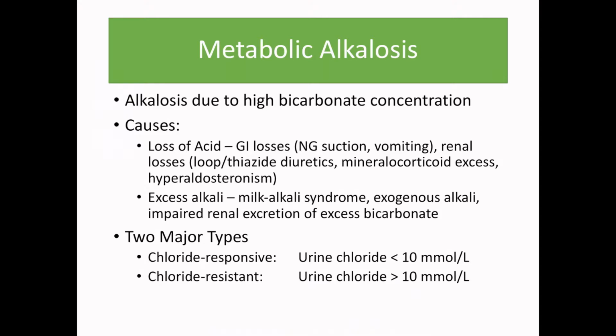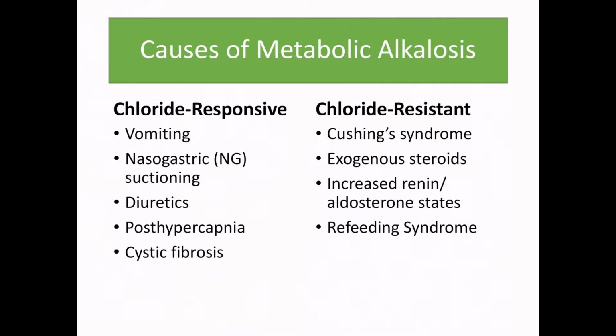So there's two major types. You either have chloride responsive, where you're losing your excessive acids along with chloride, versus chloride resistant. So you'll see that as either you have a urine chloride of less than 10 or urine chloride of greater than 10. This makes sense. If you're chloride responsive, that means that your body's trying to hold on to all the excessive chloride possible already. So that's why you have low urine chloride. Versus if you're chloride resistant, you already have chloride in your system, so your body is just excreting it as normal, so greater than 10.